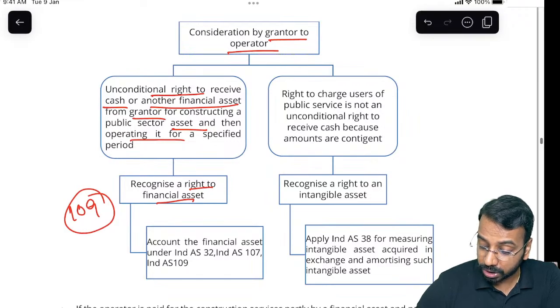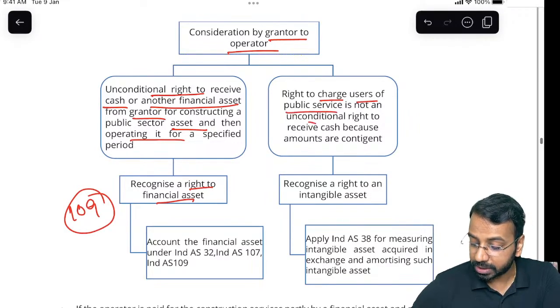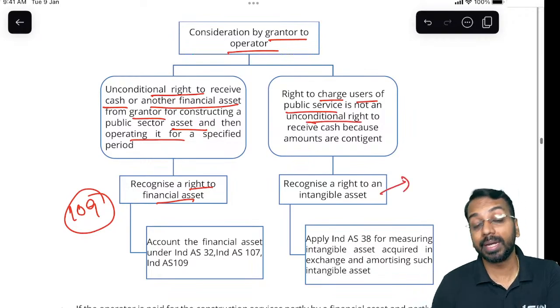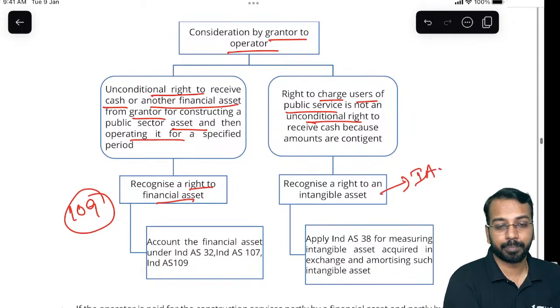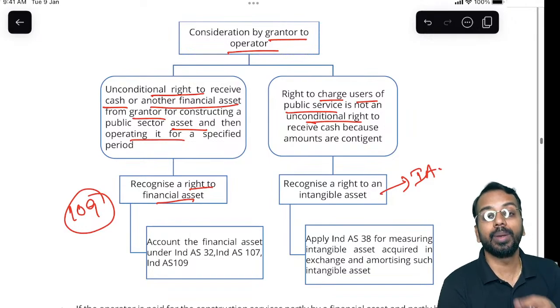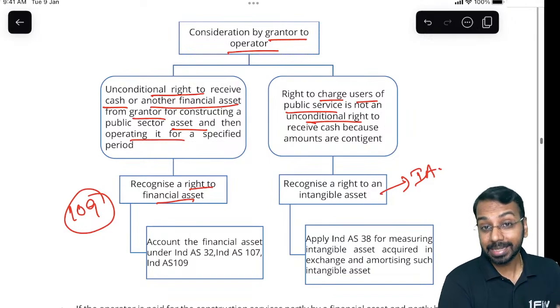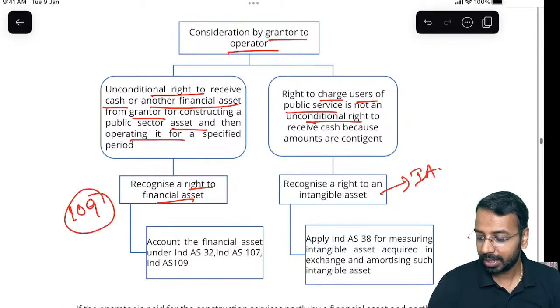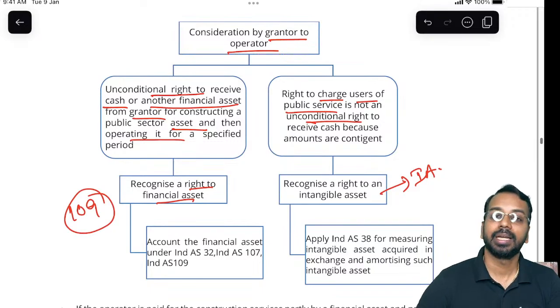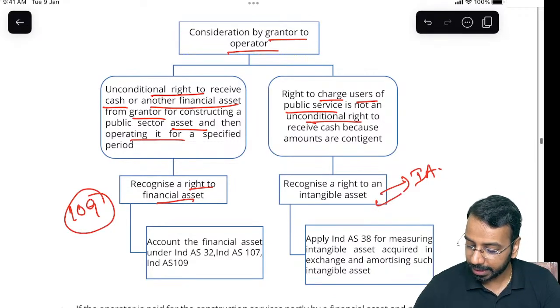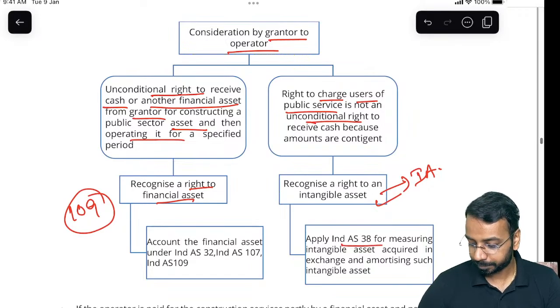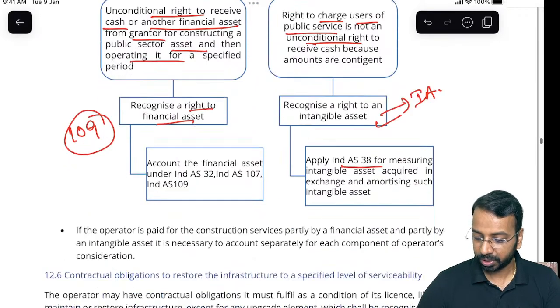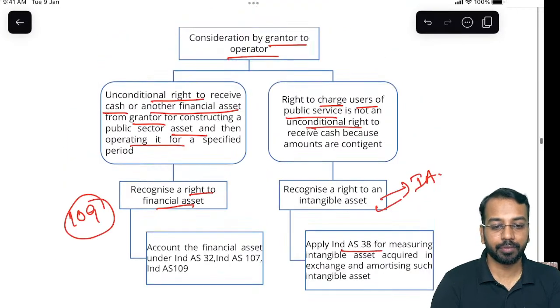And if there is a right to charge users of public services, which is not an unconditional right, then you will say I have an intangible asset. Why an intangible asset? I spent money to build an asset. Now that asset gives me a right to collect fee from the public, and hence I will recognize that as an intangible asset as per Ind AS 38. So this is the summary of how you do the accounting for it.